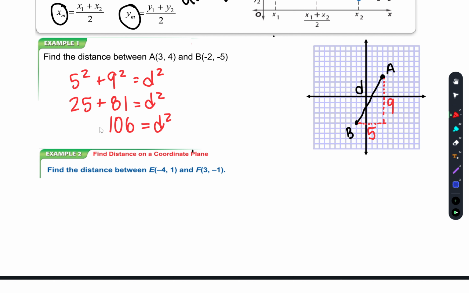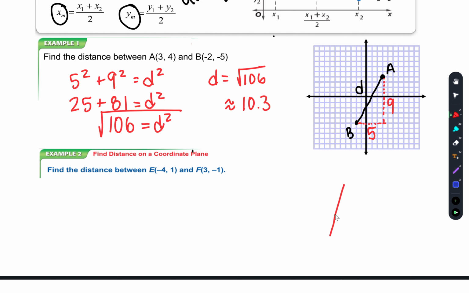I can get d by itself by square rooting both sides. In exact values, I could just leave that as the square root of 106. And if I wanted to round, which sometimes I do want to round, 10.3. Your math lab is going to be a little bit picky about what it expects in terms of your answer. So just pay attention whether it wants exact values or rounded values. Any questions on that?